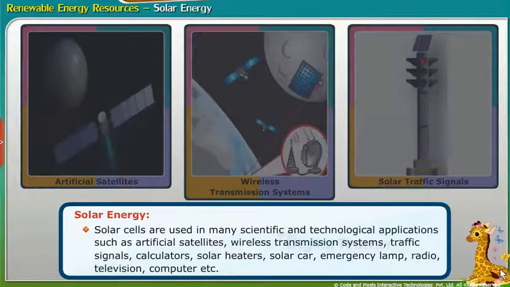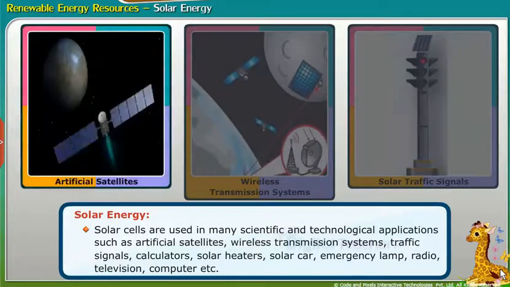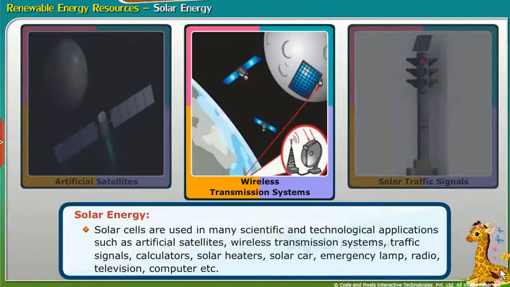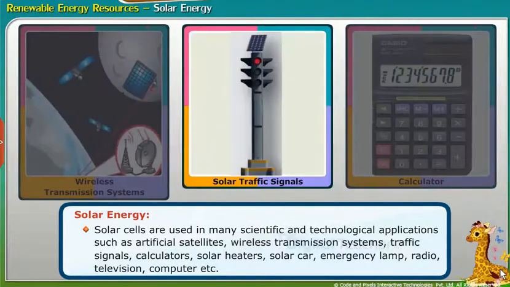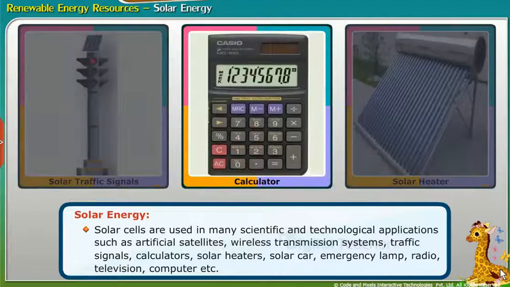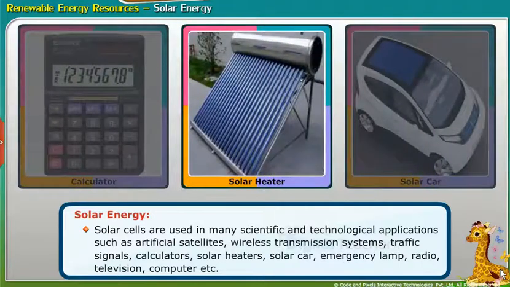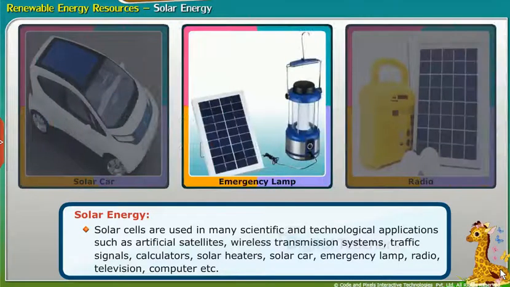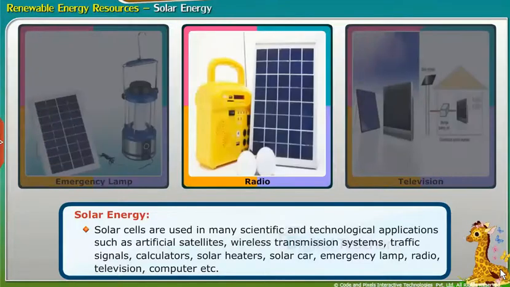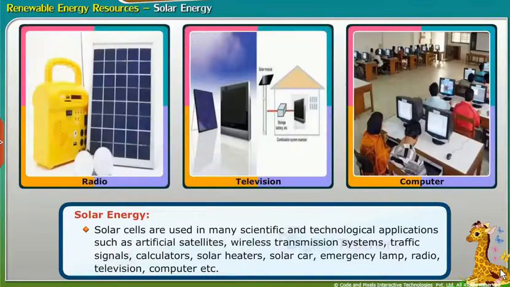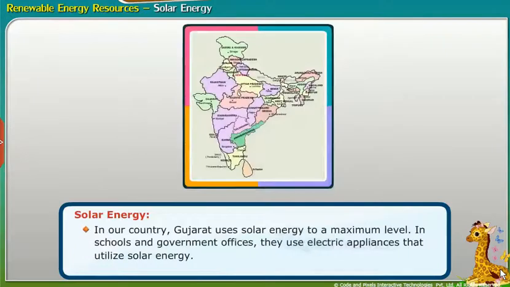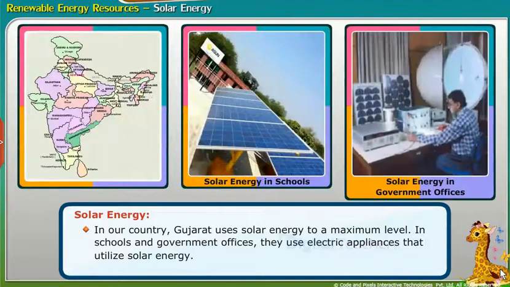Solar cells are used in many scientific and technological applications such as artificial satellites, wireless transmission systems, traffic signals, calculators, solar heaters, solar car, emergency lamp, radio, television, computer, etc. In our country, Gujarat uses solar energy to a maximum level. In schools and government offices, they use electric appliances that utilize solar energy.